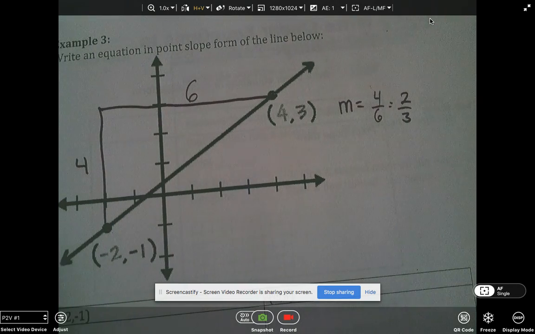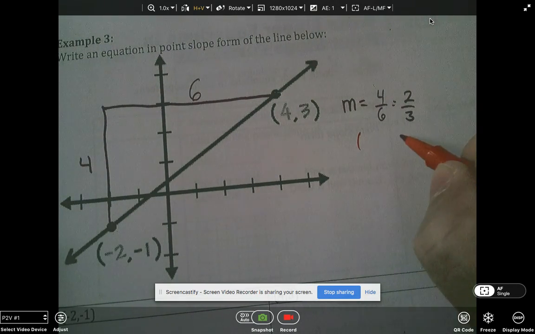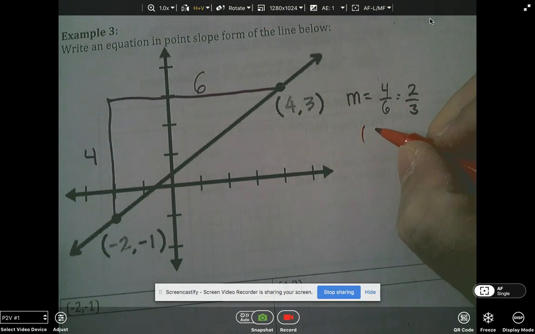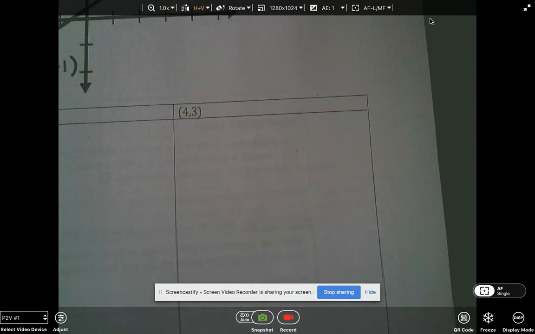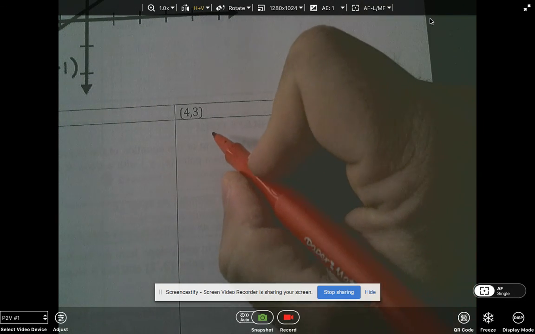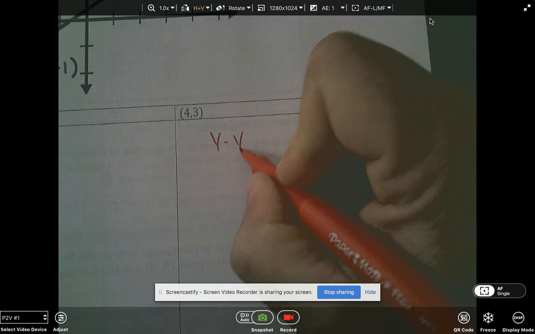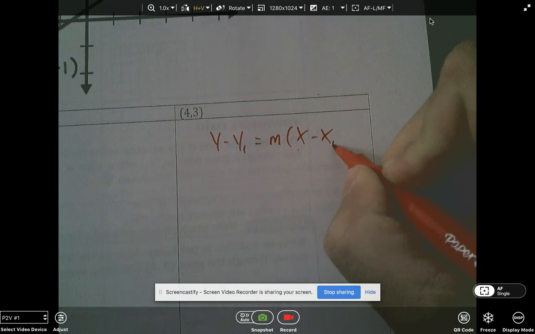Now really, you can use any point. So I'm just going to use the coordinate. I think this one's simpler because there's no negatives. So I'll use 4, 3. And so let's go over here and write that equation. So let's write the format. So you have y minus y1 equals m times x minus x1.